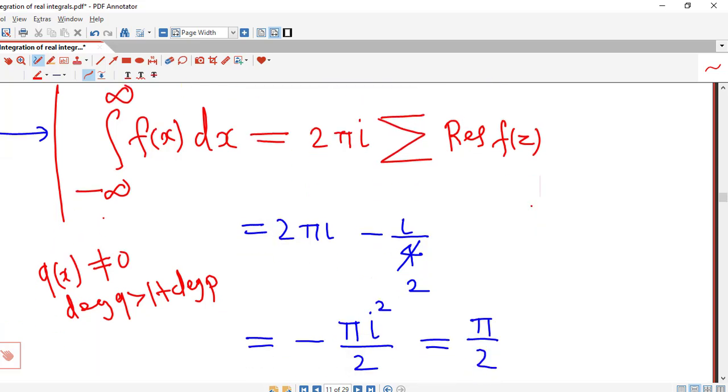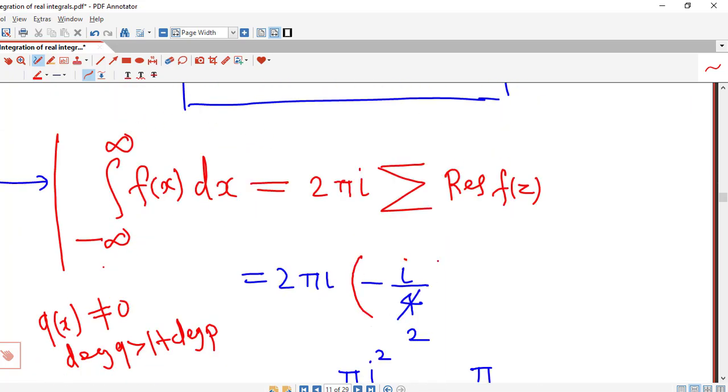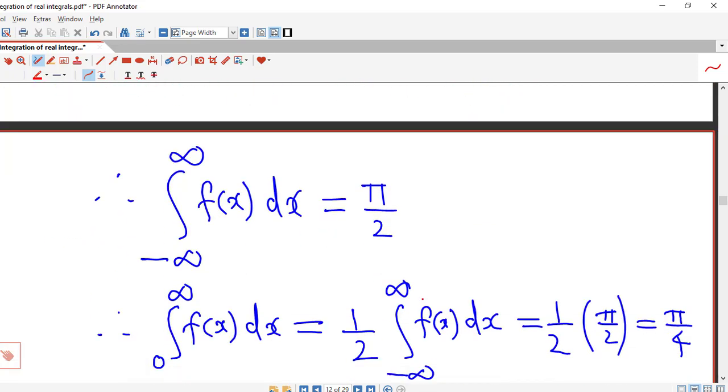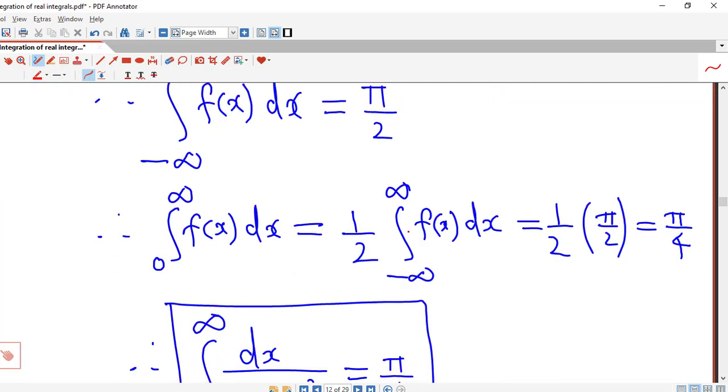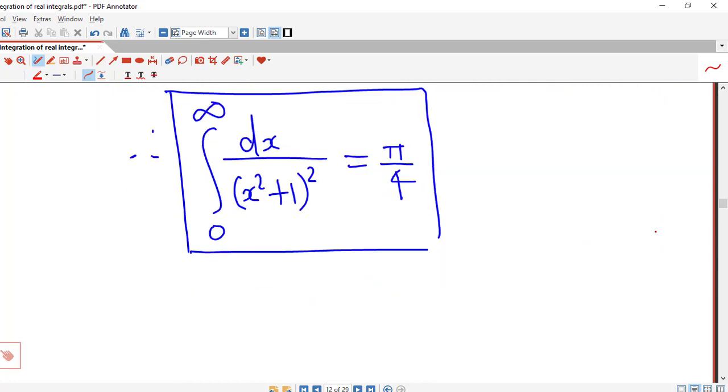Then we substitute the residue of f(z), which is minus i by 4, and we obtain that the value of the improper integral is pi by 2, and therefore this value will be equal to 1/2 times pi by 2, which is pi by 4. In this way we can evaluate certain types of improper integrals using Cauchy's residue theorem.